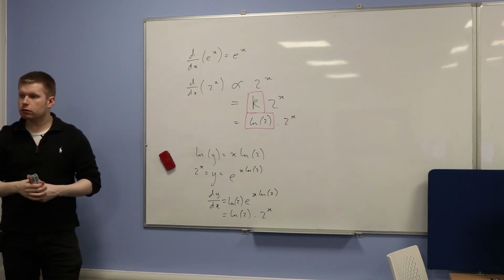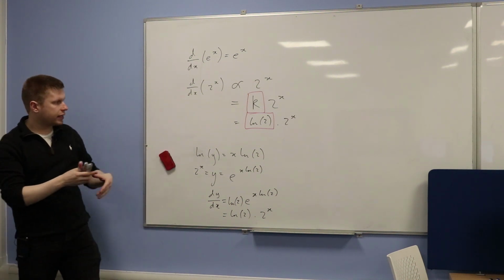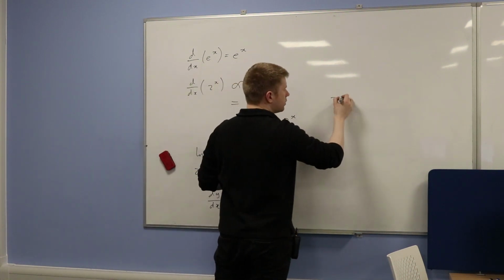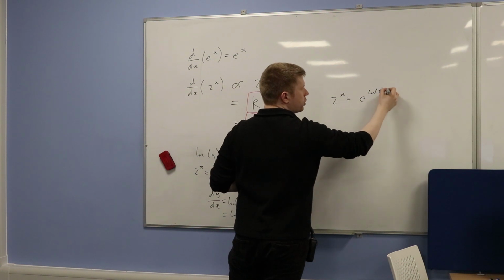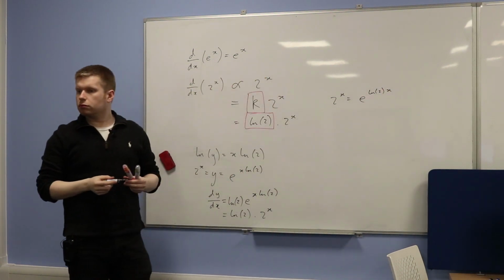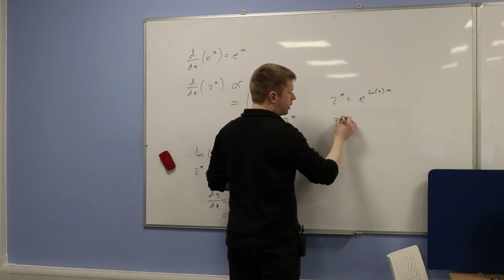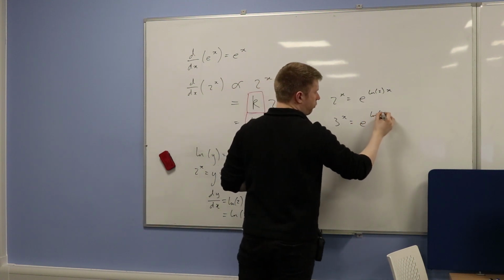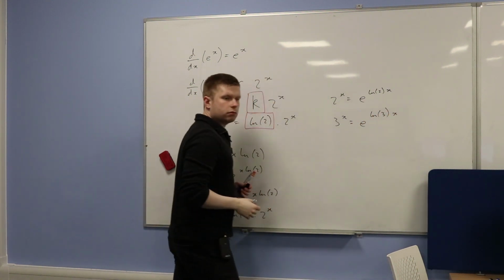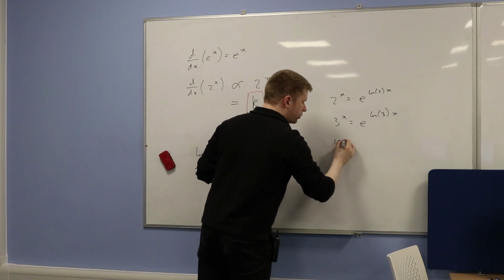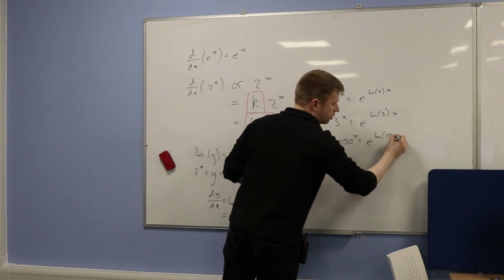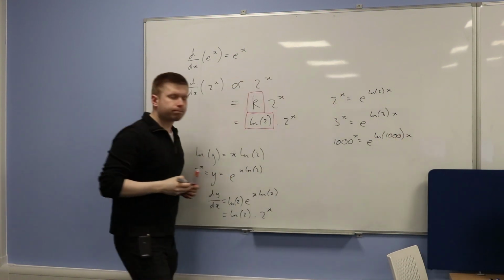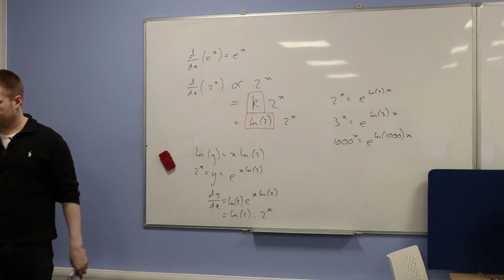Yeah? Good. So it comes from understanding the idea that 2 to the power of x can be written as e to the power of natural log of 2 times x. Or if I wanted to write 3 to the power of x, that would be e to the natural log of 3 times x. Or if I wanted to write 1,000 to the power of x, it would be e to the natural log of 1,000 times x. All good? Fantastic.